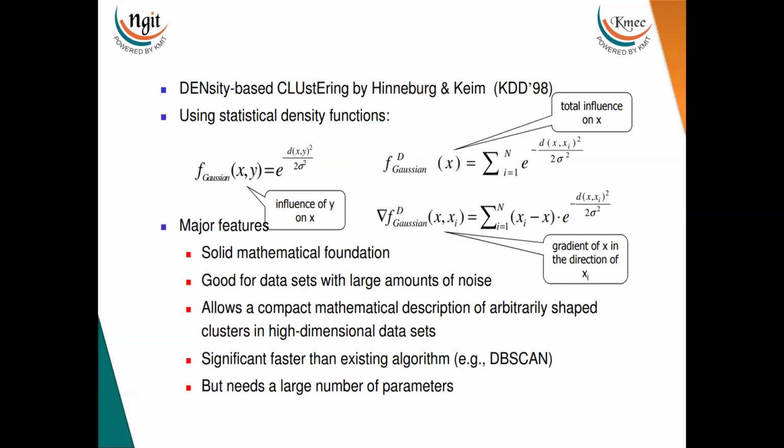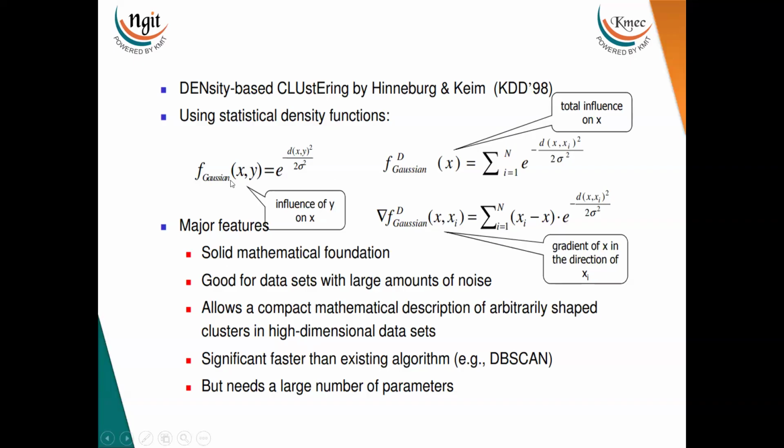Initially, we try to find out the density of each data point, and to find the density of each data point, we'll be using the Gaussian function. And to improve the influence of that, we'll use Gaussian functions and some statistical density functions in order to improve its intensity. Then we'll find the global optima.